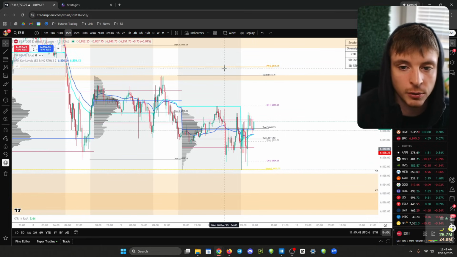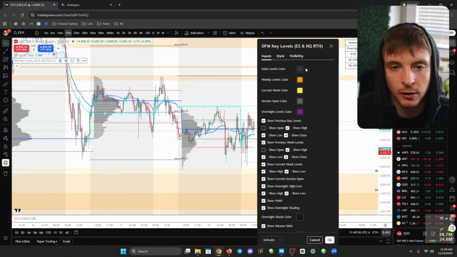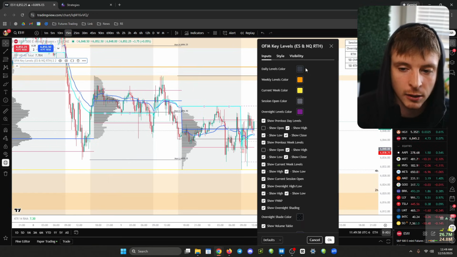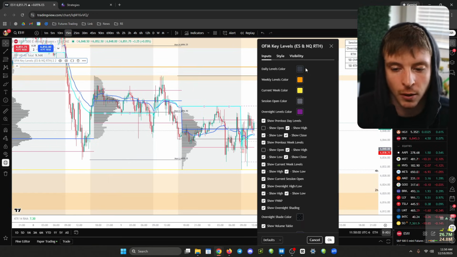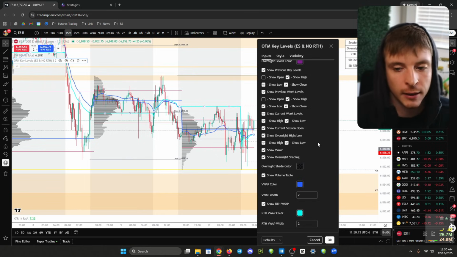Just to walk you guys through it briefly, I'm going to show you the daily open, high, low, and close, the weekly open, high, low, and close, the current week high and low, and also the overnight levels as well. These levels, you can make them whatever color you want. You can select which ones you want to show. On top of that, I added an ETH VWAP and an RTH VWAP.